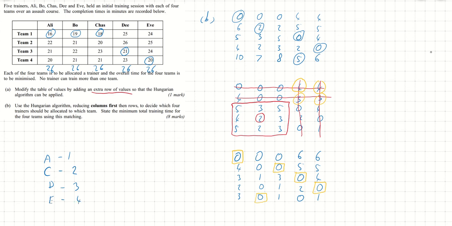So this is my optimal assignment, and if I look at these numbers in the original table, A1 is 16, C2 is 20, D3 is 21, and E4 is 20. So the minimum total training time is these numbers added together: 16 plus 20 is 36, plus 21 is 57, plus 20 is 77, and these are in minutes.